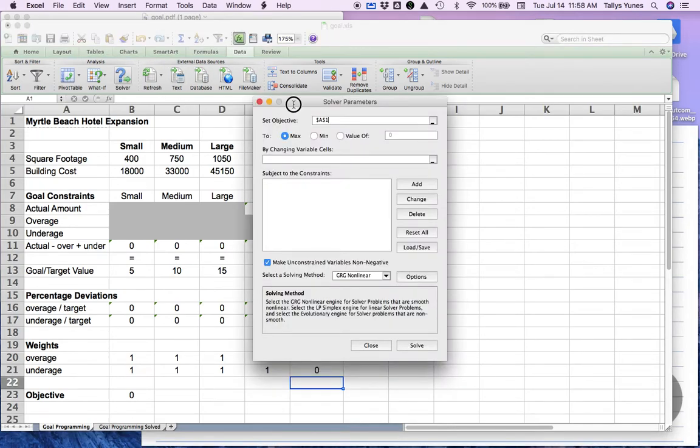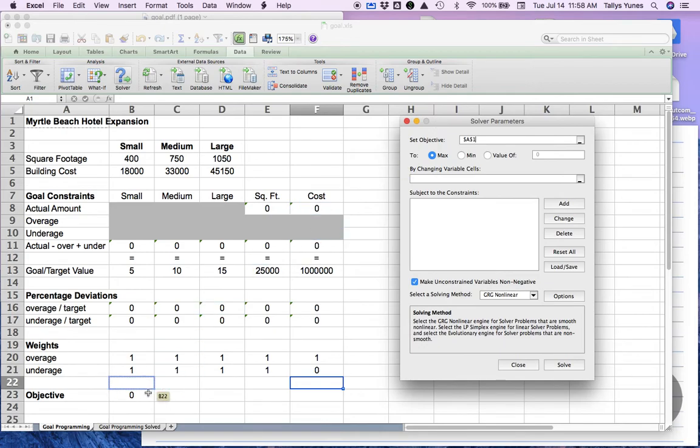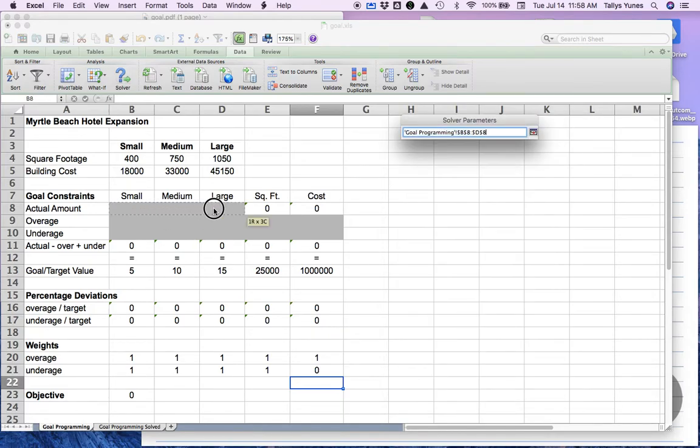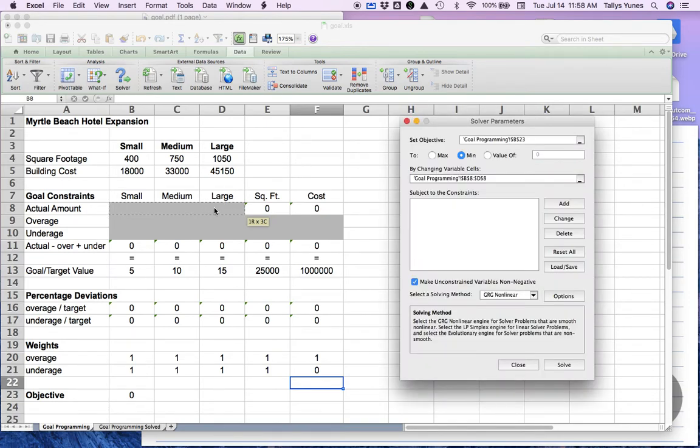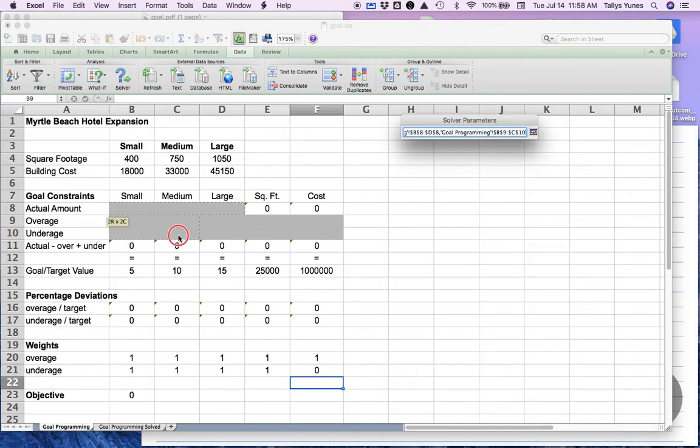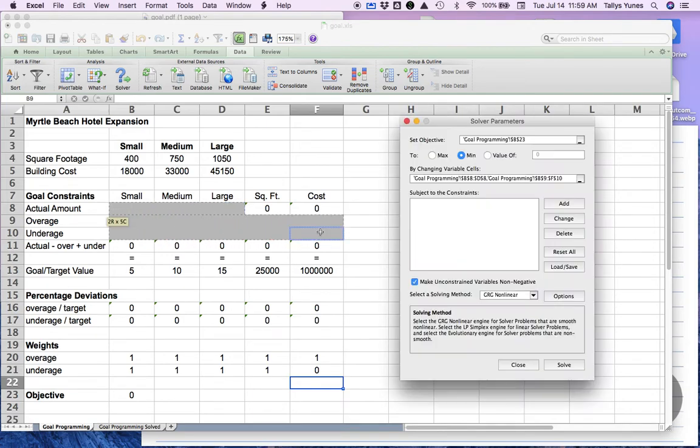Solver, okay. And here we go. The objective is right here, B23. It's minimized because we're minimizing bad things. The variables, I can't do the whole block because it's not just a plain rectangle, so I can do it this way. The SML, select them. On Windows, you could type a comma now and then select all the OU variables. On the Mac, you can do this by holding down Command and then select all the OU variables.